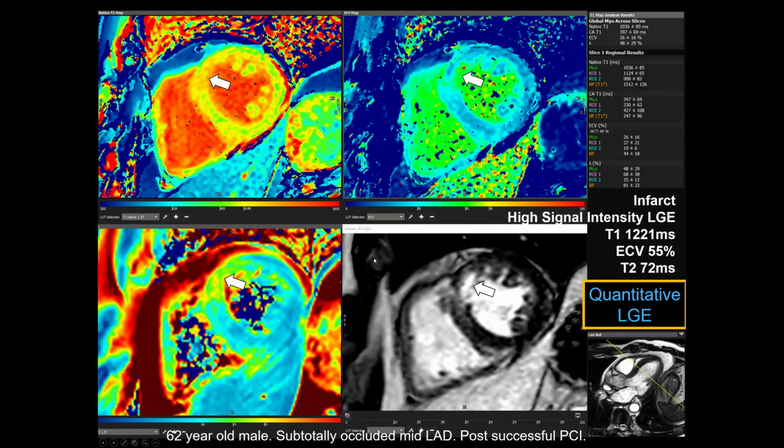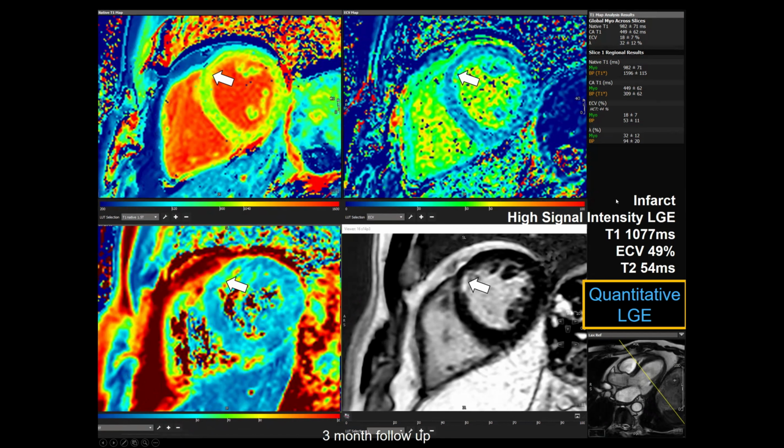This is a patient with an acute LAD infarct. If we focus on the core of the infarct where the white arrow is pointing, we can see the ECV drop from 55 down to 49 at the 3-month follow-up, along with resolution of the edema. We go back, we can see edema here, and then the edema has resolved.